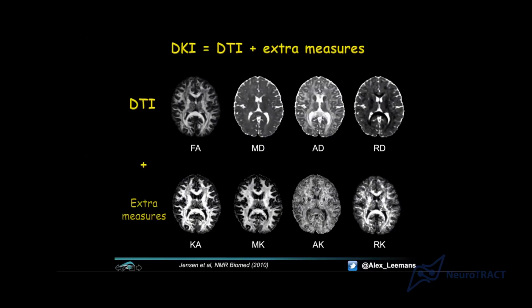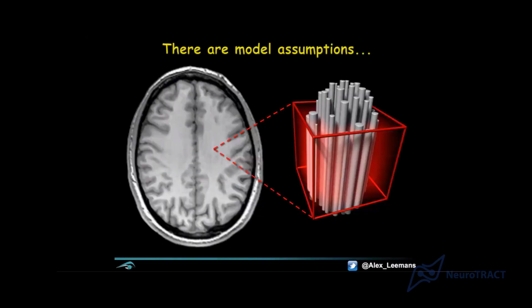And then there are some more models that use properties of this kurtosis framework to estimate intra-axonal diffusivity, extra-axonal diffusivity, tortuosity, all these other parameters that are based on the kurtosis framework. And this is one of many models. There are many models, and they all have their assumptions.